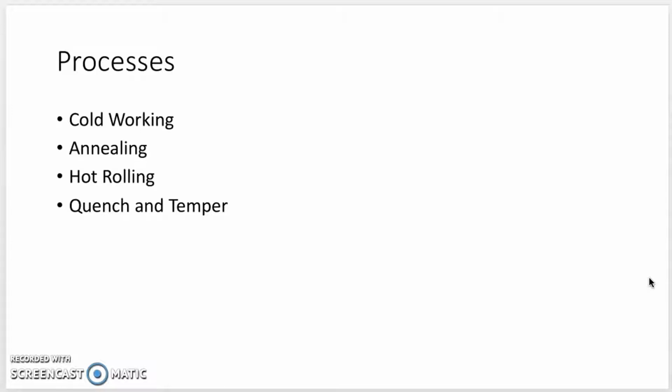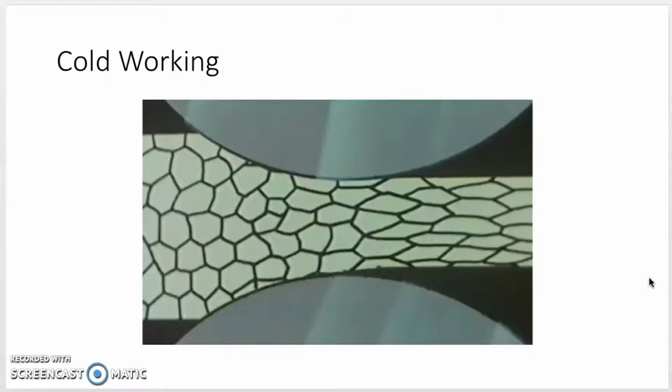So moving on then, we're going to look at some of the processes that are commonly used in processing steel. This will be cold working, and that's often used along with annealing. And we've got hot rolling, and then the process that creates some of the highest strength steel is quenching and tempering. But let's start with cold working.